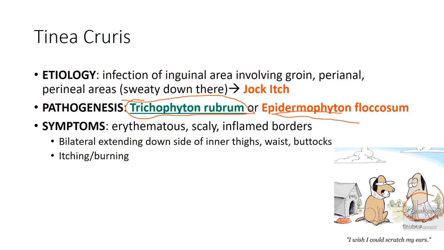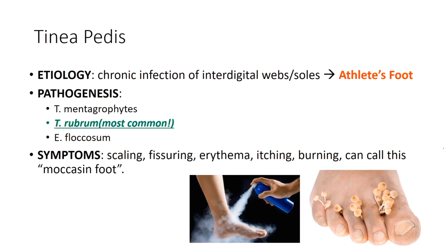Okay, so tinea pedis, this is pretty much athlete's foot, and it's a chronic infection. Most commonly, again, Trichophyton rubrum. It is the most common. So you've got flaky grossness on your feet that smells really bad, with scaling, fissuring, and erythema. It's very itchy. It's also called moccasin foot. Then you need to get some fast-acting Tinactin. Spray that on. That is tinea pedis, caused by Trichophyton rubrum.